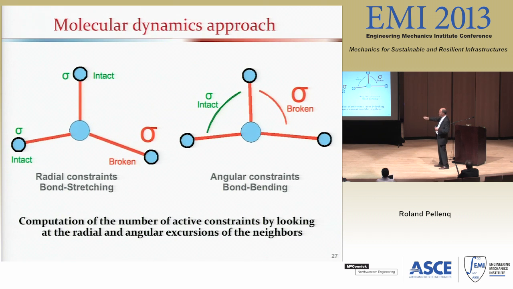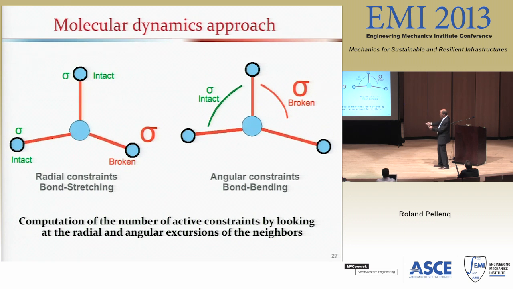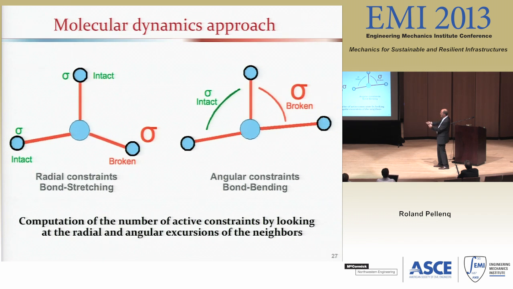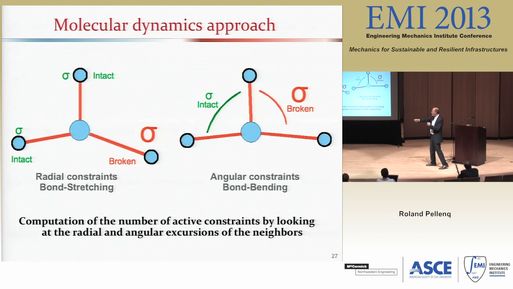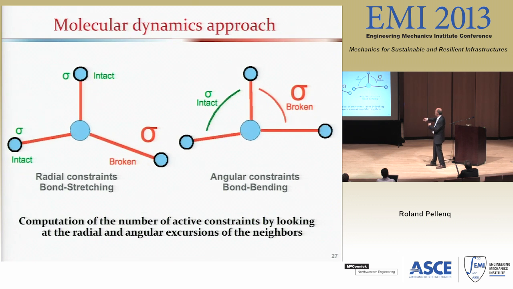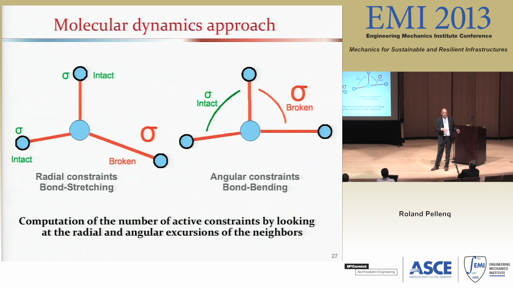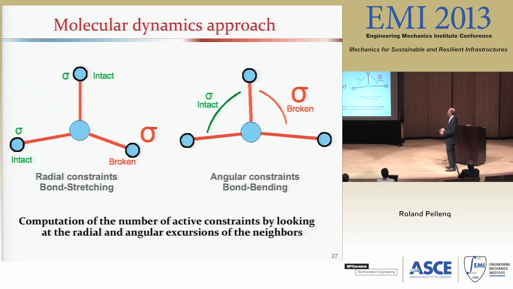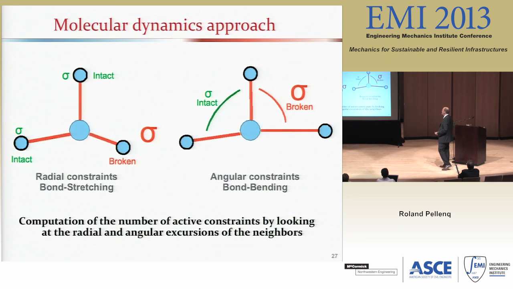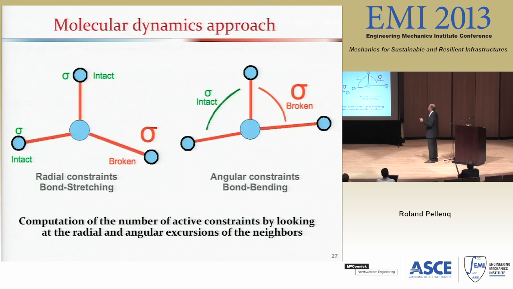So you have a trajectory, and you follow the system in time, and you say, okay, when the atoms are not going away very much in time for a given temperature, this is a real bond. When you have large motion like this one here, this is a floppy bond, a broken bond. So it is not counted as a constraint. The same for the angle. So you just analyze the molecular dynamics trajectories and try to find this number of constraints per atom. And here is the result.